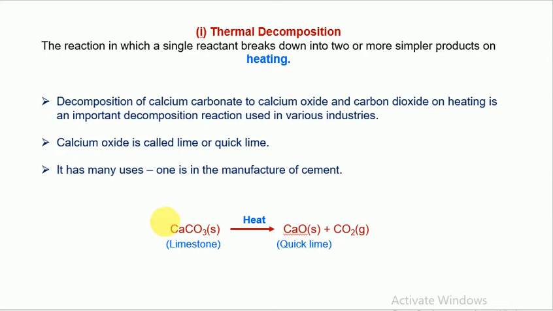Number 1 is thermal decomposition, the reaction in which a single reactant breaks down into 2 or more simpler products on heating. One example is limestone, that is calcium carbonate, which you studied earlier in an activity. When it is heated, it breaks down into calcium oxide, that is quicklime, and CO2. Decomposition occurs in the presence of heat, therefore this is an example of thermal decomposition. And this calcium oxide, also known as quicklime, is used in the manufacture of cement.